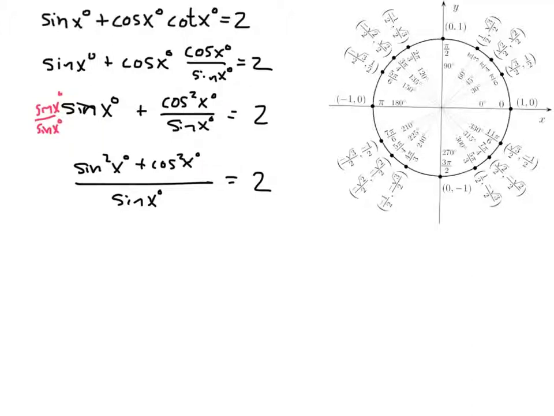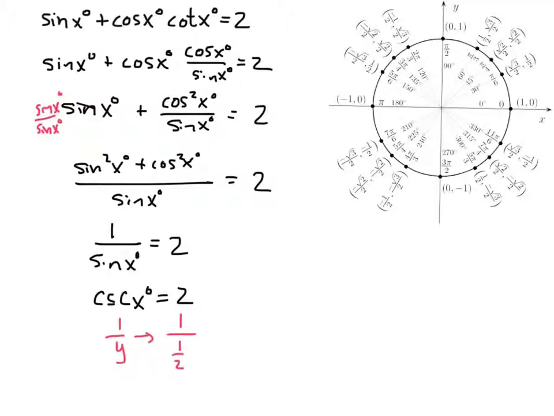Well, we know the identity sine squared x plus cosine squared x is equal to 1. So this is 1 over the sine of x is equal to 2. And 1 over sine x is cosecant of x. Cosecant of x is equal to 2. Well, we know that cosecant is 1 over y, so to get it to equal 2, it has to be 1 over 1/2. So I'm looking for y values of 1/2.